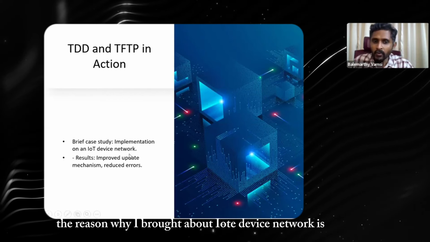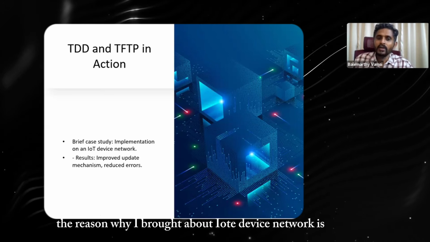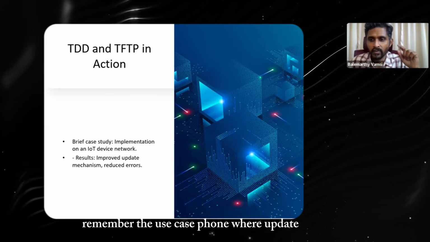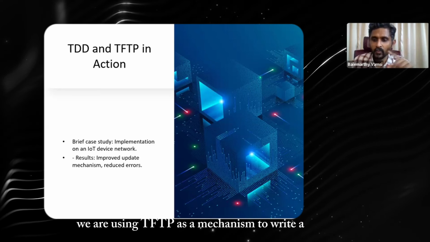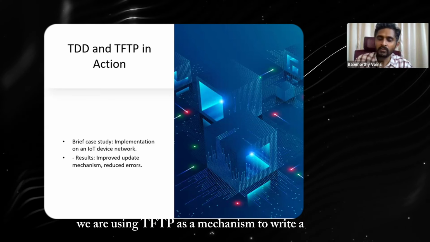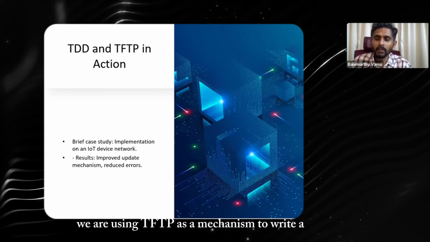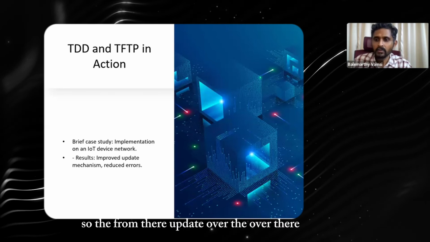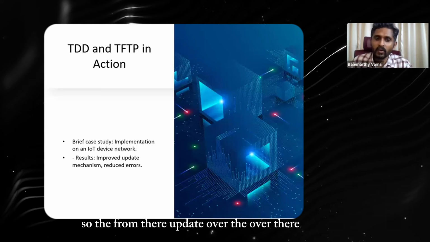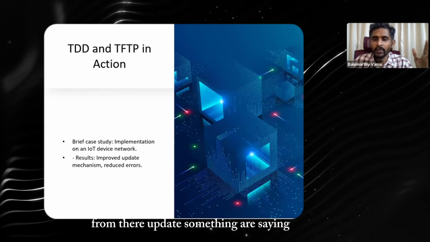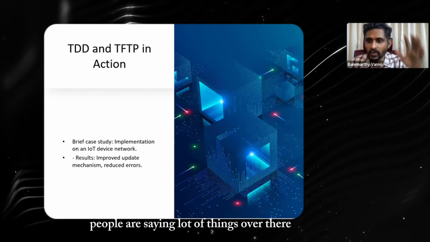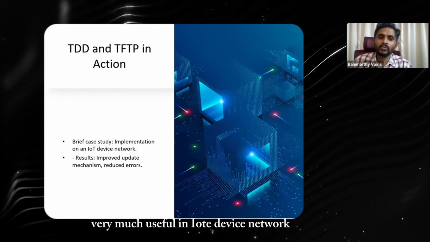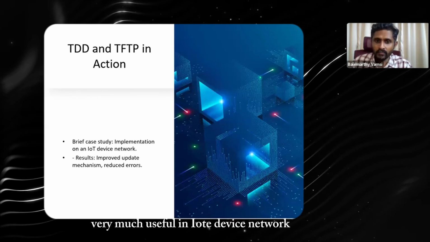The reason why I brought up the IoT device network is, remember the use case, firmware update. We are using TFTP as a mechanism to write a binary file into a certain memory location. So the firmware update, over the air firmware update, people are saying a lot of things, like over the air update and all those things. Very much useful in an IoT device network.